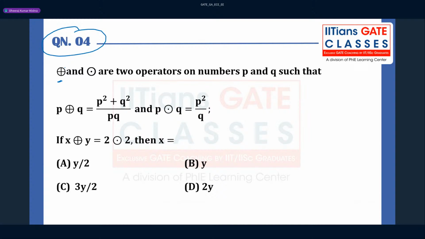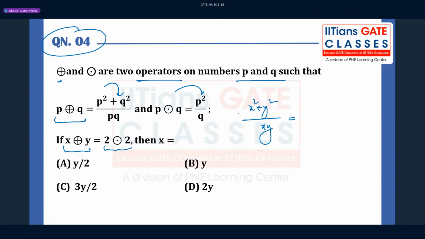This is the circle, and these are the two operators they have given on P and Q. So if you have got this kind of operator, you have to do it like this. x and y can be written as (x square plus y square) by (x into y), equal to this, which is nothing but two circle along with dot inside. So you can write this as 4 upon 2. Simple it is. So x square plus y square equals 2xy.